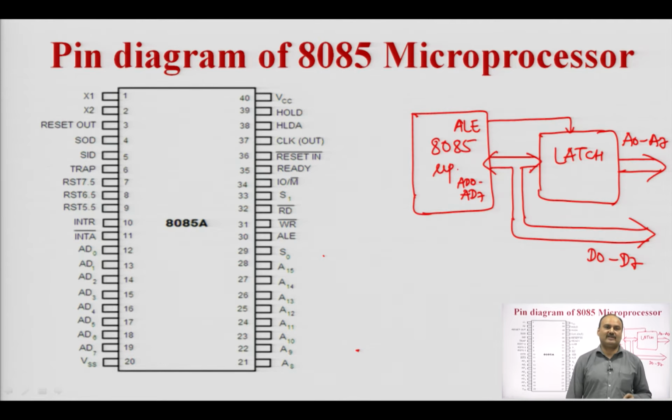So, this is the purpose of the ALE signal, which is nothing but the address latch enable signal. It is used to enable the latch, that is IC 74LS373.